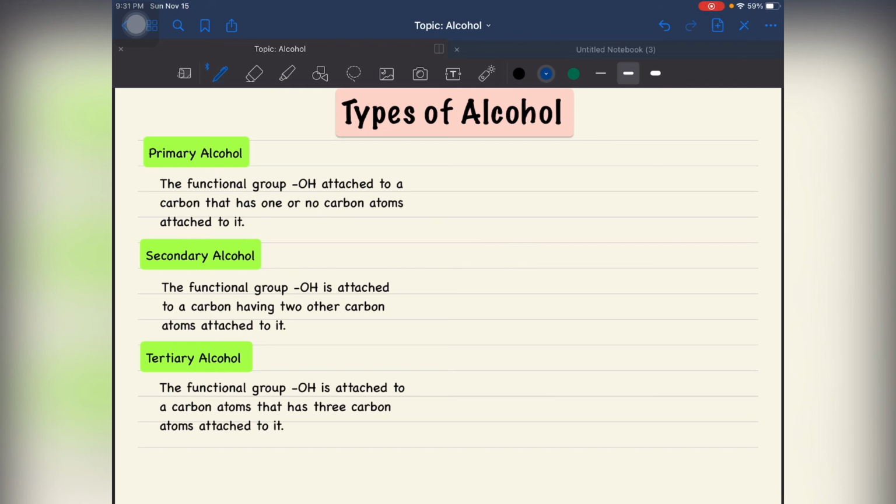So, ano nga ba to? Para mas madali natin maintindihan, I'll give you an example. Hindi ko nalalagyan ng mga hydrogens para mas madali nyo ma-visualize. I'll be just using carbon atoms. So, I have here 2 carbon atoms. Sinabi dito, kapag primary alcohol siya, yung functional group na OH is naka-attach siya sa carbon na may isang carbon atom lang yung connection niya, or it's either wala. So, sa madaling sabi, kapag nakakonect siya sa isang carbon atom lang, that's primary carbon.